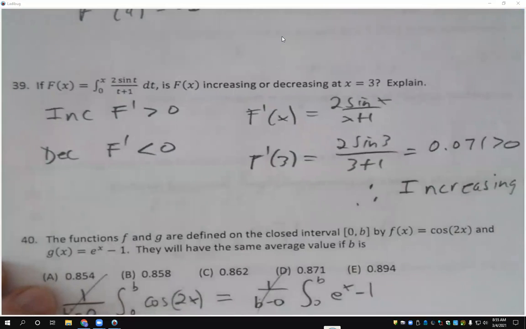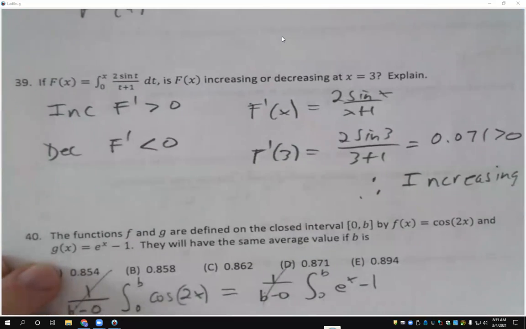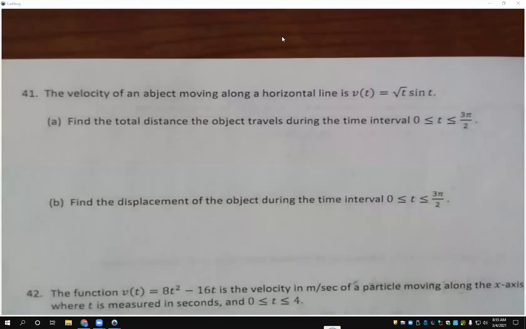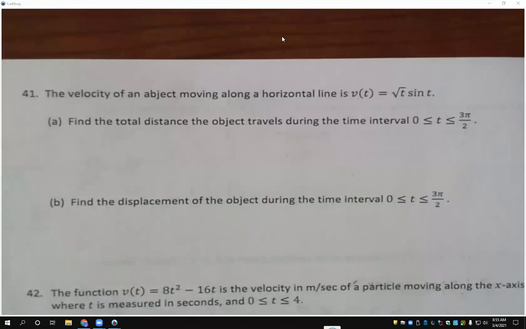All right, let me flip to the next page, the last two. All right, let's do 41 first. Got a velocity function. Asked to find total distance and displacement. That's just integrating. I wrote the formula out there, so that shouldn't be a problem. Everybody good there?